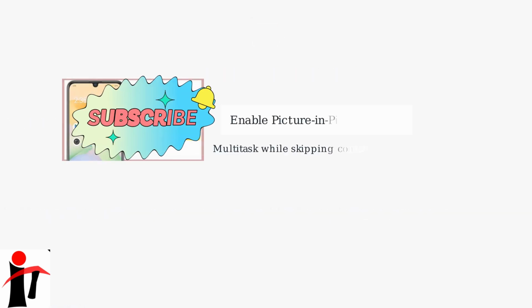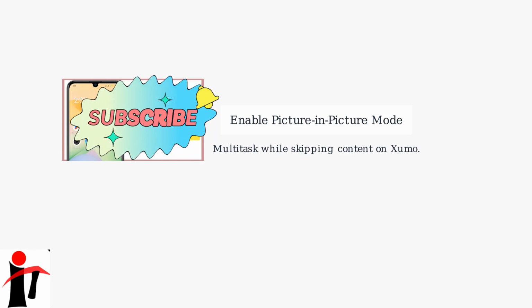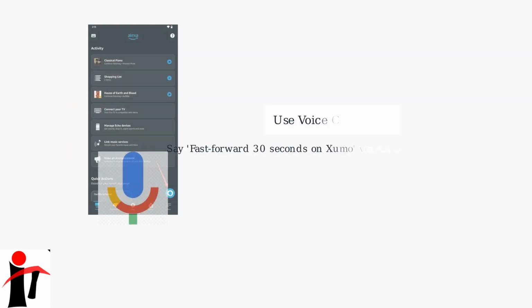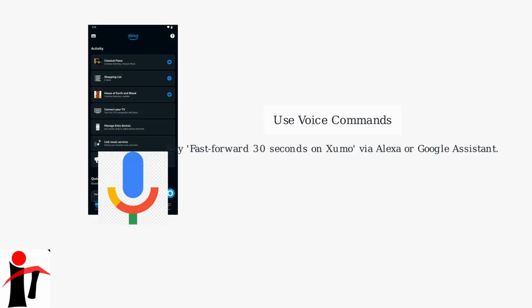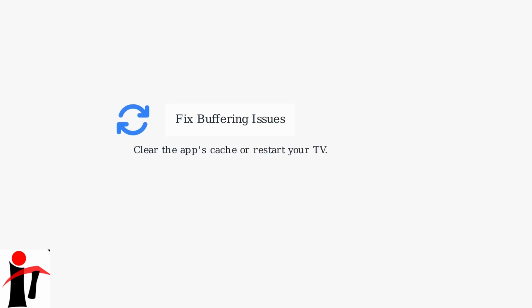To improve your fast forwarding experience on Xumo, enable picture in picture mode to multitask while skipping through content. Some smart TVs support voice commands via Alexa or Google Assistant, allowing you to say things like fast forward 30 seconds on Xumo. If you experience buffering, clear the app's cache or restart your TV.